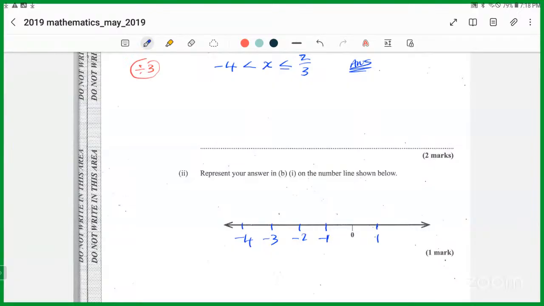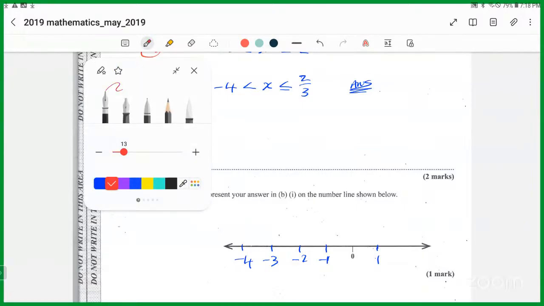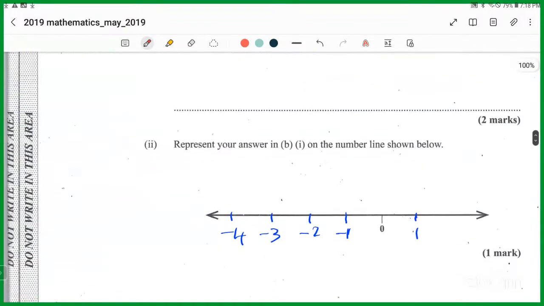Remember, 1 is actually more than 2/3. So if we take this as an interval of 1 between 0 and 1, and you want 2/3, you divide it into 3 equal parts right here. 1 part, 2 parts, 3 parts. And right here is 2/3 of the part. So this value is 2/3 right here. Right there will represent 2/3.